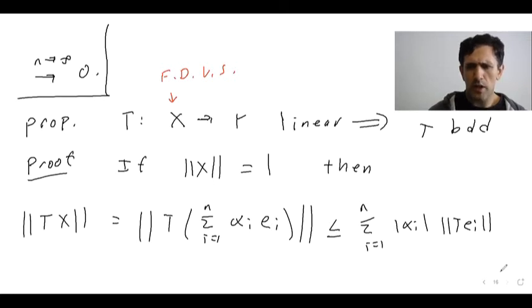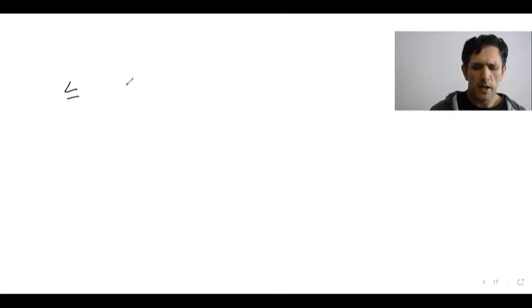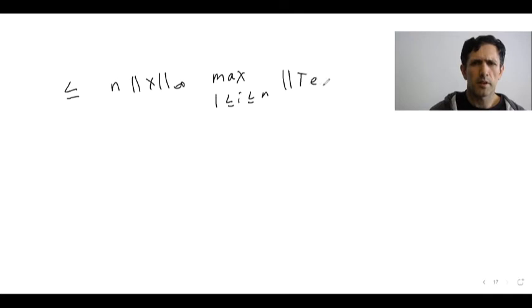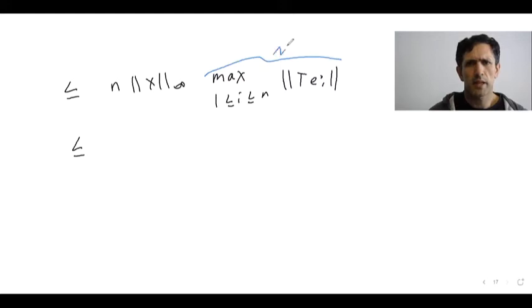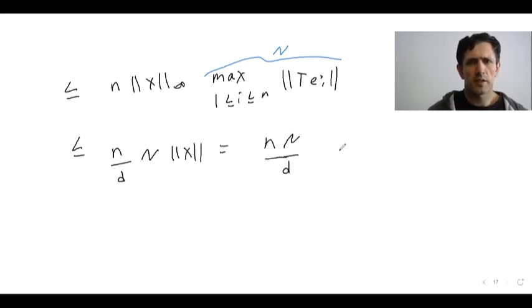Okay. Well, this is obviously less than or equal to n times the infinity norm of x times the maximum of the norms of T ei. Okay, this is finite. So this is less than or equal to, using notation, let's say this is big N. This is going to be less than or equal to N. Not that it matters, but using notation from before, we said this is less than or equal to 1 over d times the norm of x. And that takes care of it.